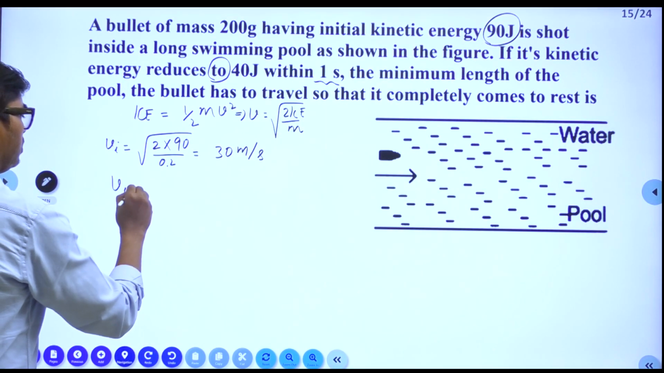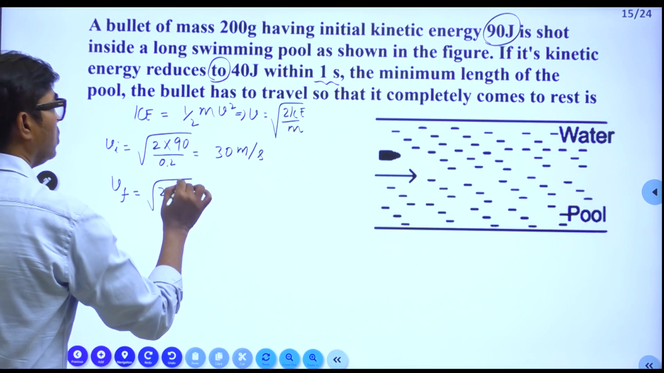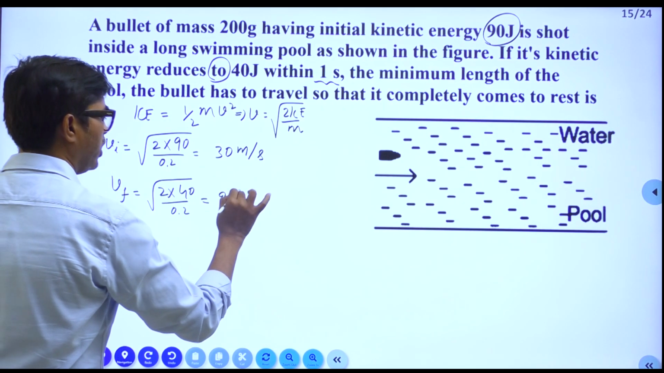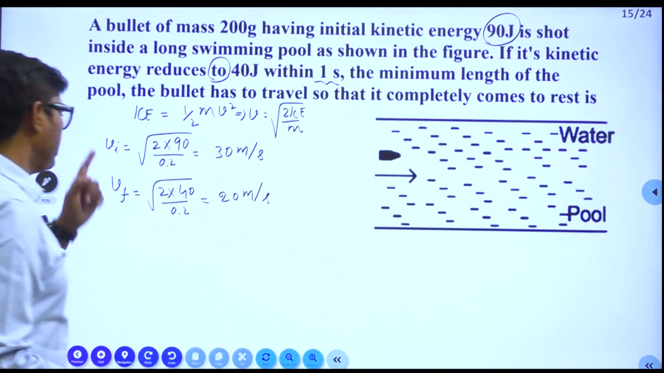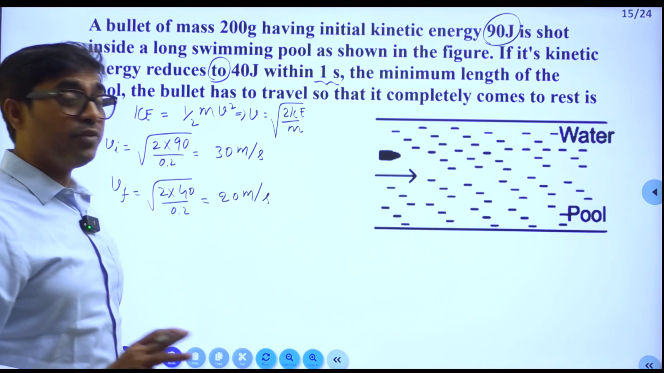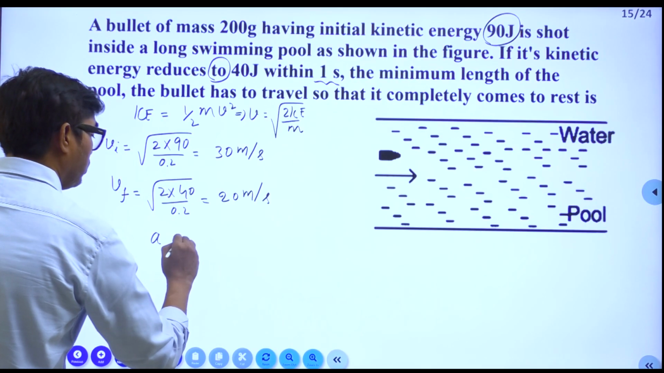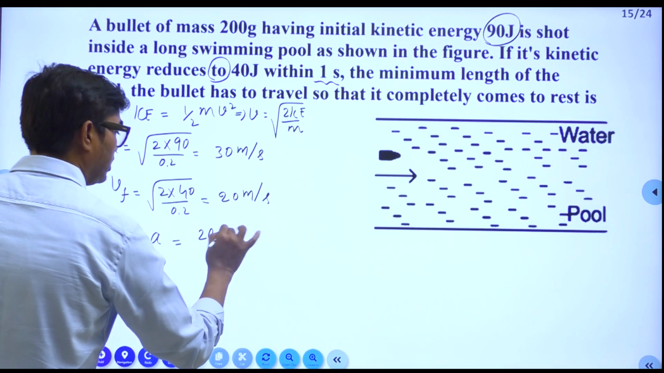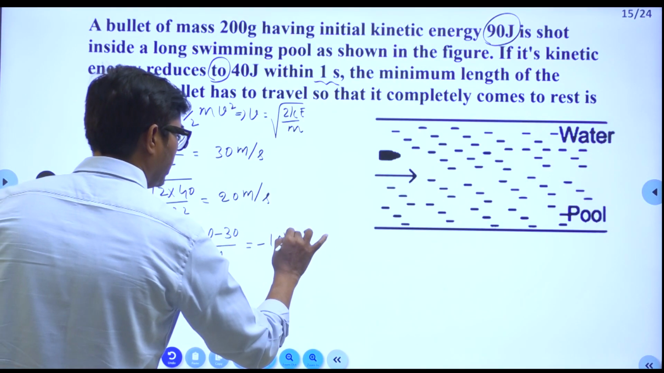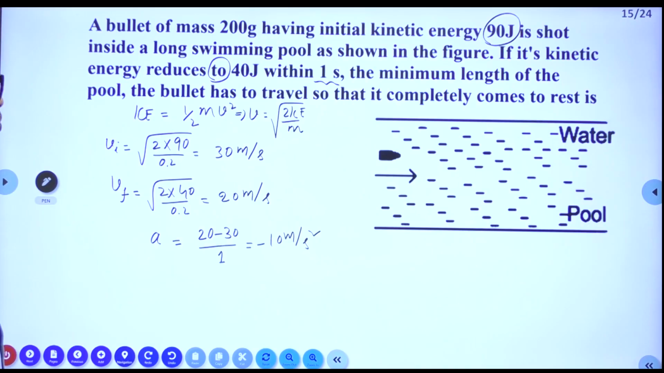Same with final velocity. Final velocity, that is after 1 second, will be root over 2 into 40 divided by 0.2, 400 under root will give you 20 meter per second. So we have initial velocity and final velocity, and also we have time duration. So I can find average retardation, average acceleration. That average acceleration will be equal to final velocity minus initial velocity divided by time interval. You will get minus 10 meter per second square. And that is the dragging force we are having in the first 1 second.